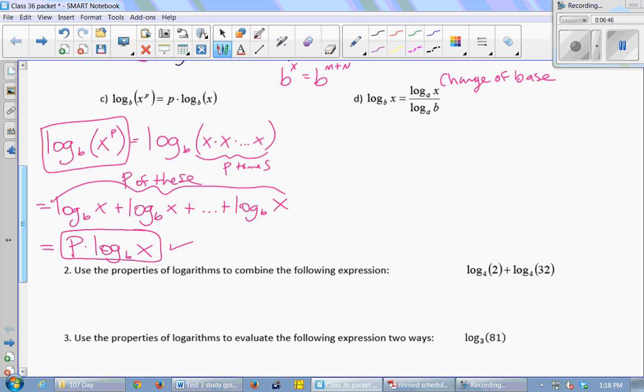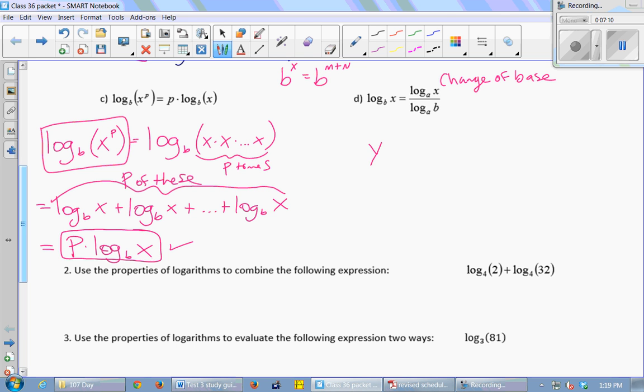So one good thing about this is that you only have two log buttons in your calculator, log base 10 and log base e. So now, with change of base, you can change anything to using log base 10 or log base e, so you can do it in your calculator. But first, I should show that this is true.